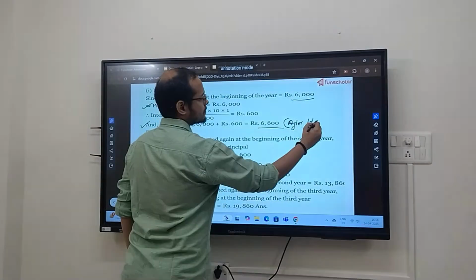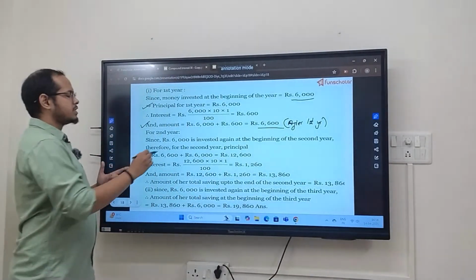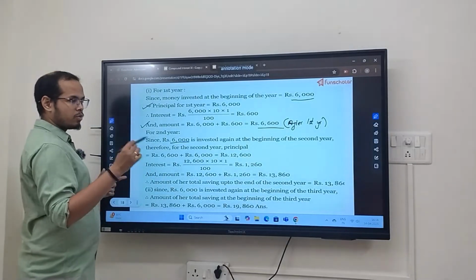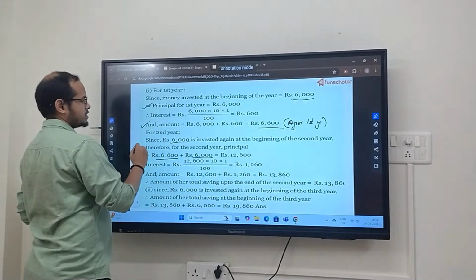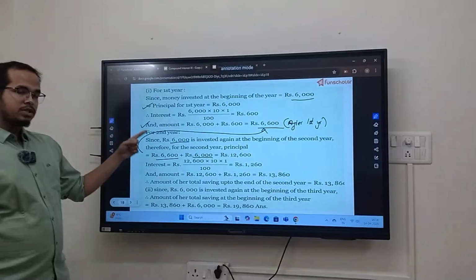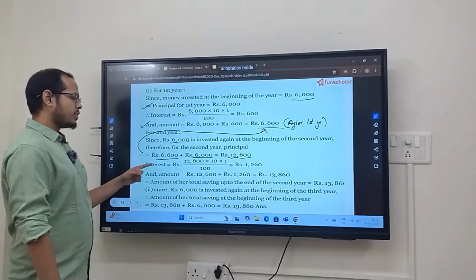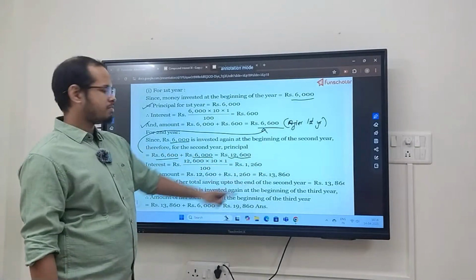After first year. Okay. Now second year. 6,000 is invested again. So the principal now becomes 6,000 plus 6,600, that is from the first year. So the total principal for the second year is 12,600. Interest on that is going to be 1,260 rupees.